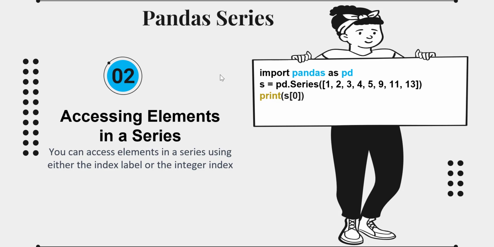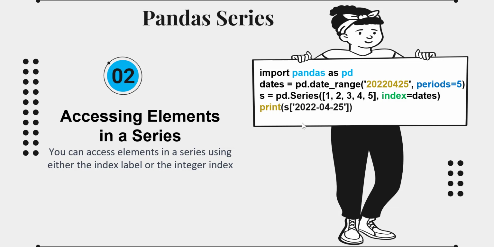So you can access elements in a series using either the index label or the integer index. In this example, we used the integer index, print s of 0, and in this example, we tried to access, or extract, the element with the index label. Let's try this in Jupyter Notebook.